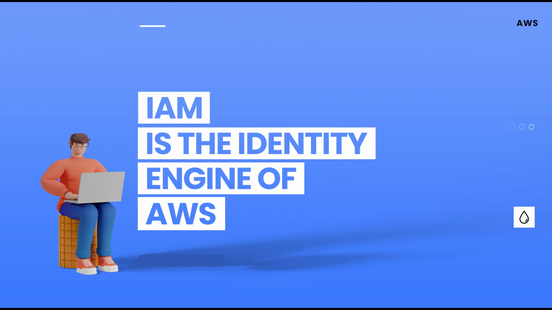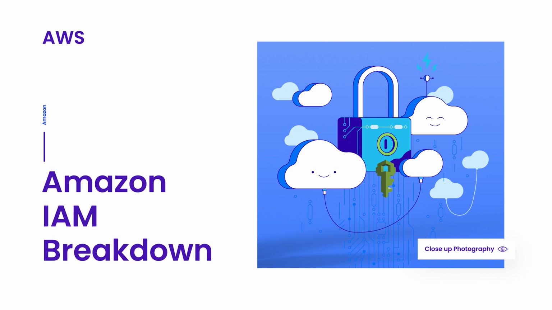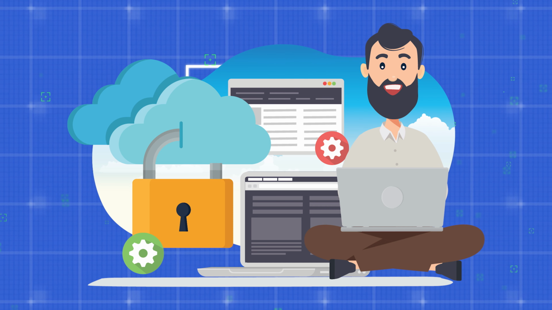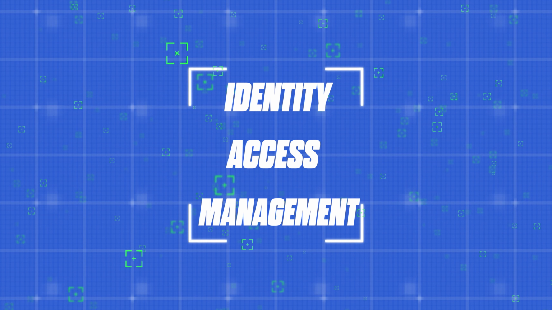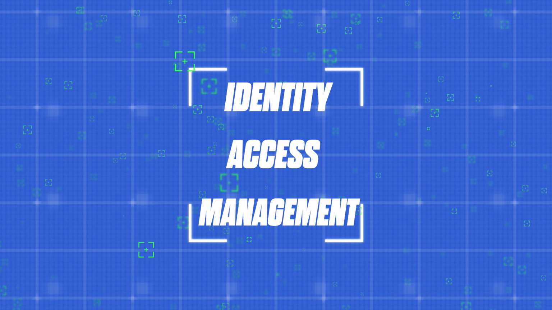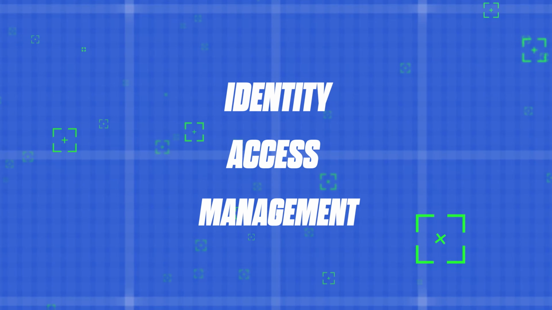So what is IAM? IAM is simply the identity engine of AWS. For this video, I'll break down IAM and demonstrate how to use IAM in AWS. As I mentioned earlier, IAM is the identity engine of AWS. The I stands for identity, A stands for access, and M stands for management.